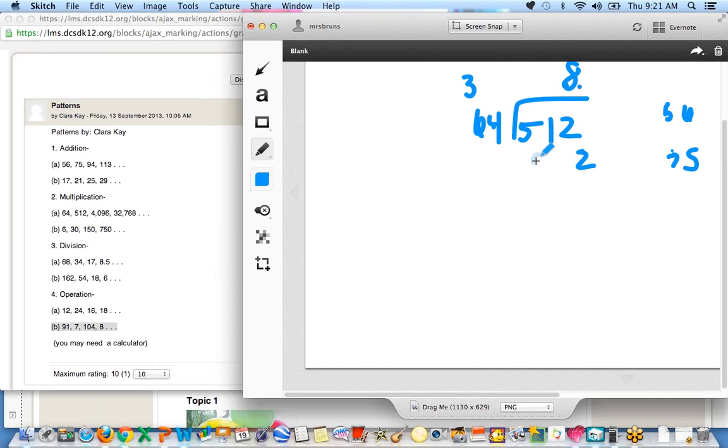Mm-hmm. I think so. All right. I have all these equations that I've been working on for those patterns. I can't even find my equation to it.